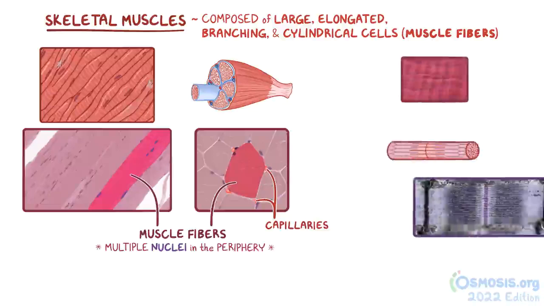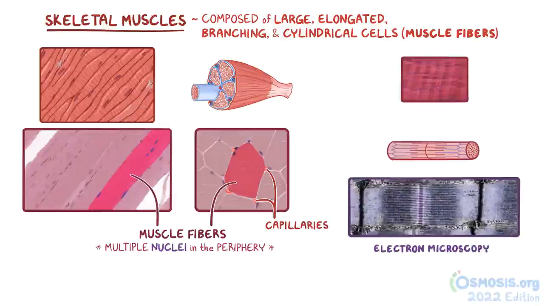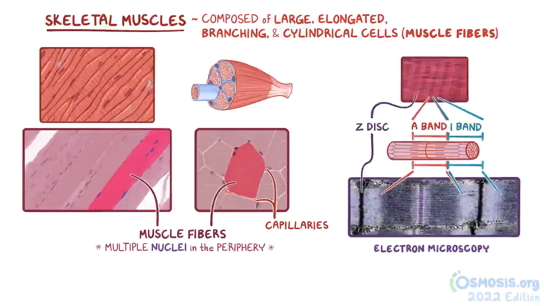With high-power magnification and electron microscopy, we can identify some of the different parts of the sarcomere that form the striations, such as the A band, I band, and the Z discs that run down the middle of the I bands. Each basic unit of skeletal muscle is called a sarcomere, which spans the width from one Z disc to the next.